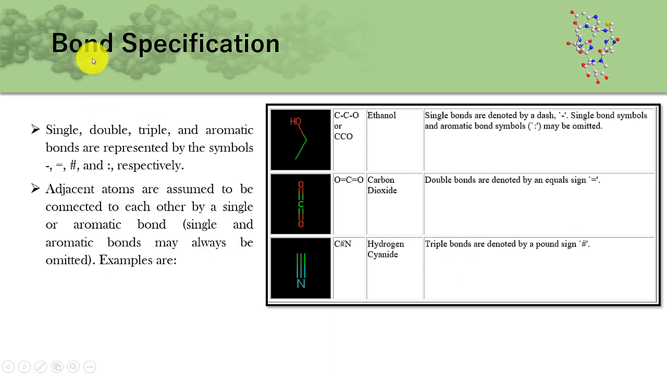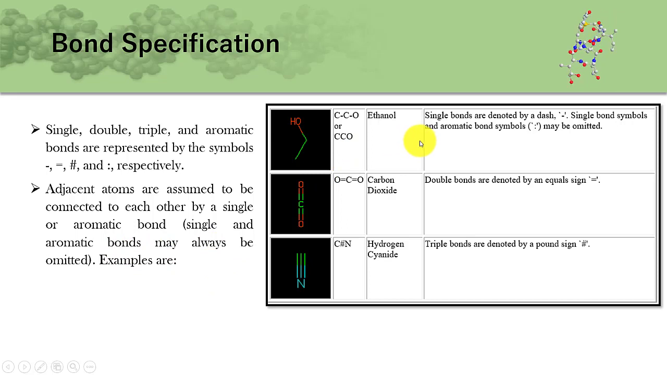Now, let's move on to the specification rules for the bond. In case of single and double bond, the symbols like single dash and equal to are used. However, in case of triple bond, you have to go for the hashtag sign. So, it means if any two atoms are connected with triple bond, you have to represent that respective connection with hashtag sign. Adjacent atoms are assured to be connected to each other by a single bond or aromatic bond.